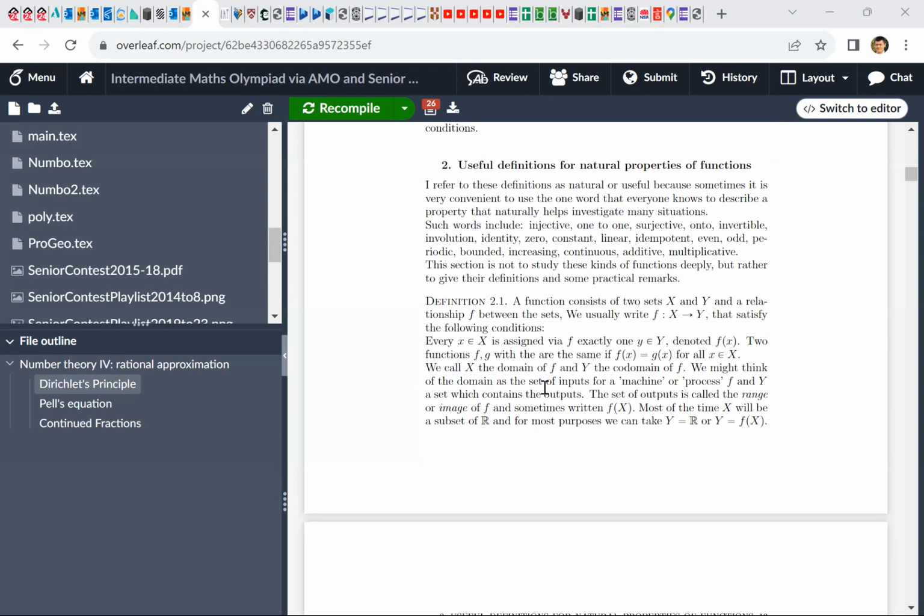So here I put a definition here. So a function consists, so the notation for a function really, it has kind of three pieces of information, right? It's like a set X called the domain, a set Y called the codomain, and in this case, there's like an arrow between the set X and Y called F, you know?